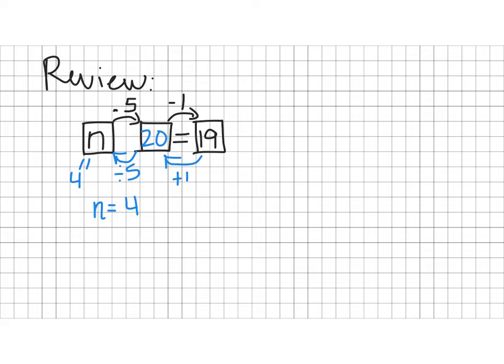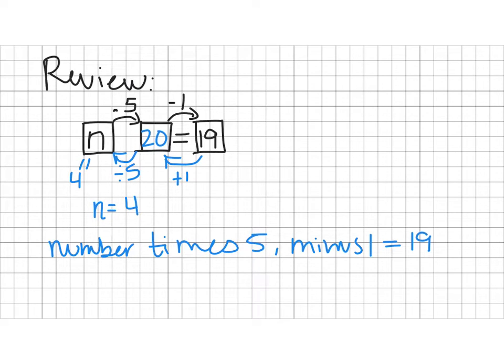All right, so we know we have this problem. We know our problem is that we have some number times 5 minus 1 equals 19. What equation would that be? Well, a number times 5 would be 5n, and then minus 1 equals 19. And what we just showed is that n equals 4.